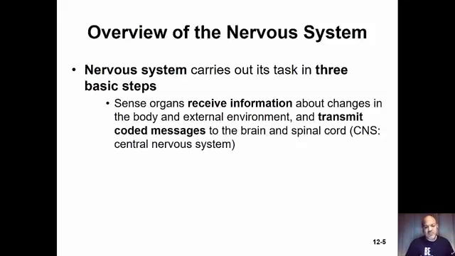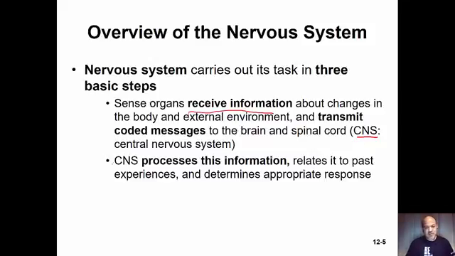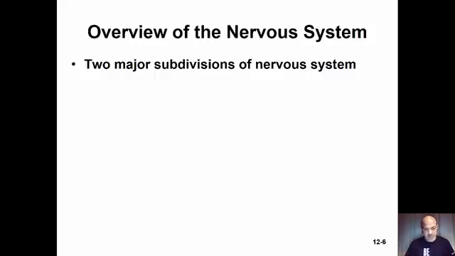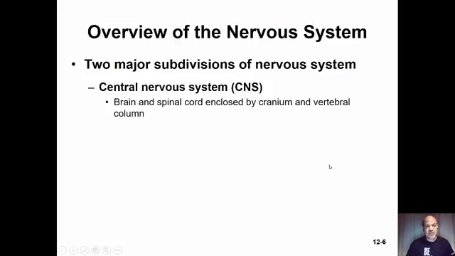One is to receive information, and once that information is received, we're going to move it to the brain or the spinal cord, which is the central nervous system. From there, we have to process the information and relate it to past experiences to determine what kind of response to produce. And then the central nervous system will send out commands to muscles and glands that will carry out those responses.